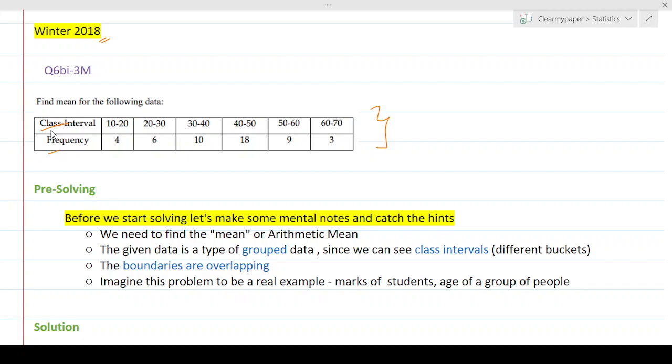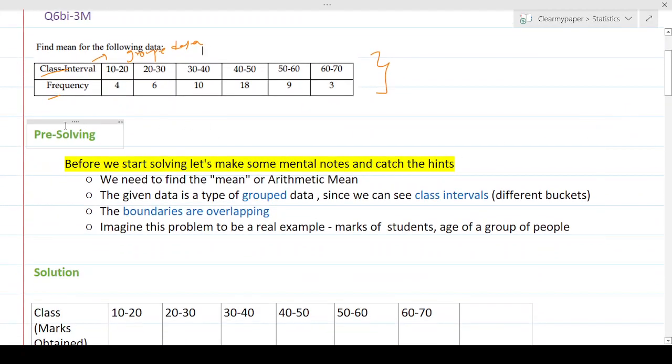So whenever they give this class interval, that's your cue and hint that they're talking about group data. So that's the first hint. And before solving the problem, that is a pre-solving section, always read this question in the exam, take a minute to compile and compose what they're asking. And I've just recapped the mental notes of what I would be doing before I solve this problem.